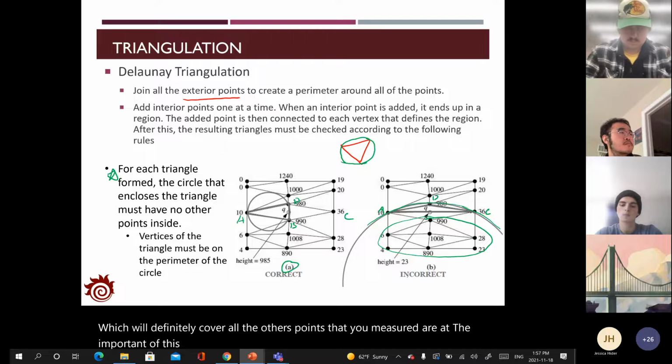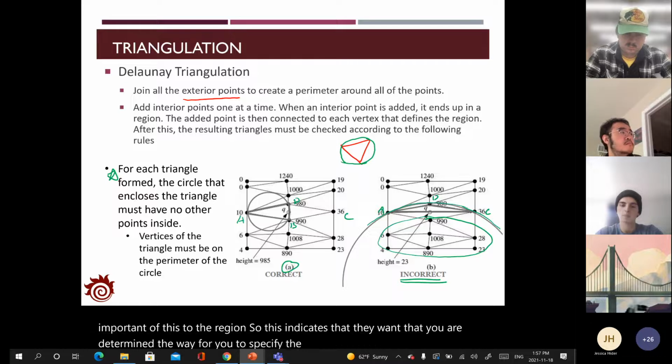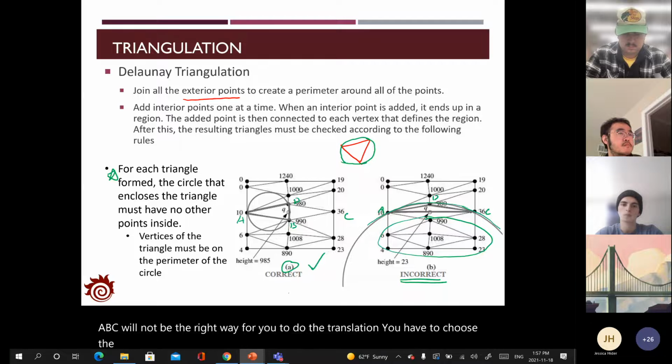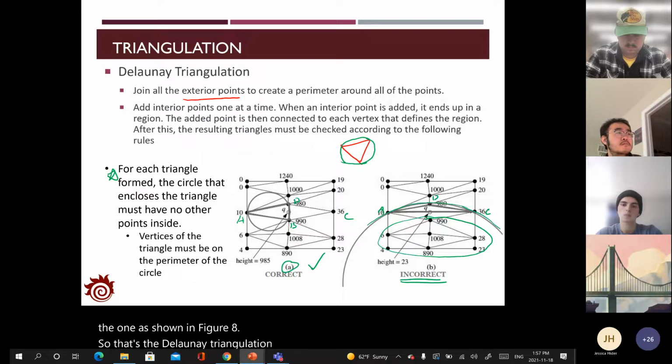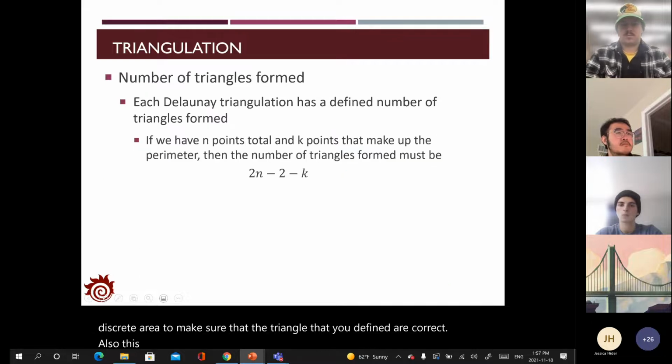So this indicates that the way of specifying the triangles by connecting ACD and ABC will not be the right way to do the triangulation. You have to choose the one shown in figure A. So that's the Delaunay triangulation, and we always have to check this criterion to make sure that the triangles that you defined are correct.